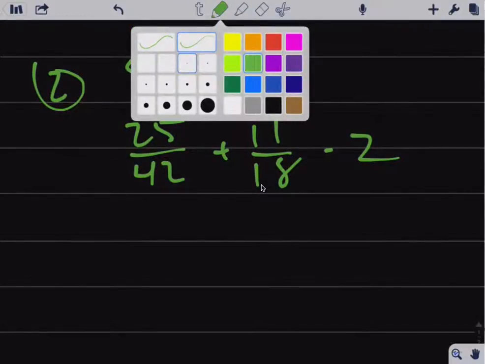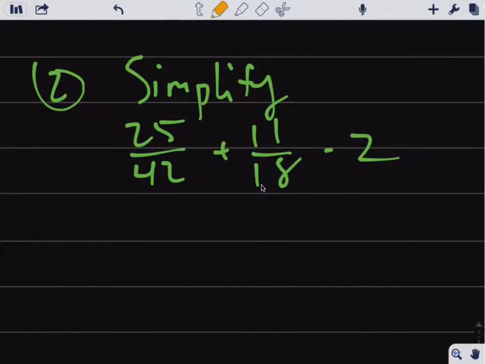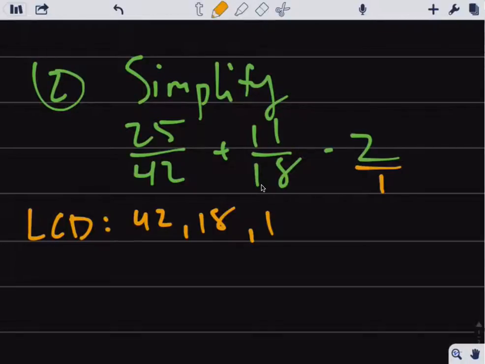Okay, to do that, we need to get a common denominator. The LCD, remember this is over 1, so we've got to get an LCD between 42, 18, and really 1, but 1 doesn't really matter. So 42 and 18. Just remember that 18 is 2 times 3 squared, and 42 is 2 times 3 times 7. So the LCD would be 2 times 3 times 3 times 7.